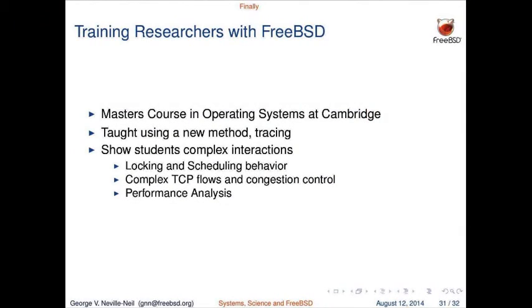And here's one of the ways in which we're going to apply this and how this comes back to systems research again. So Paolo mentioned at the beginning that one of the things I'm doing in Cambridge is helping Robert Watson develop a new master's course in operating systems at the University of Cambridge. And so what this course is going to do is it's going to use tracing as its method to teach students.